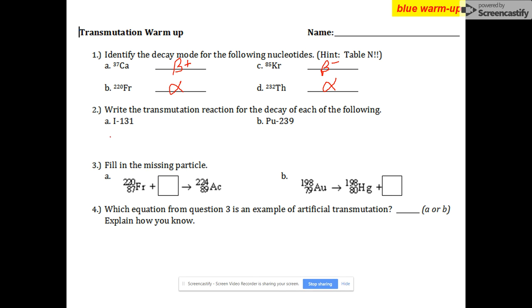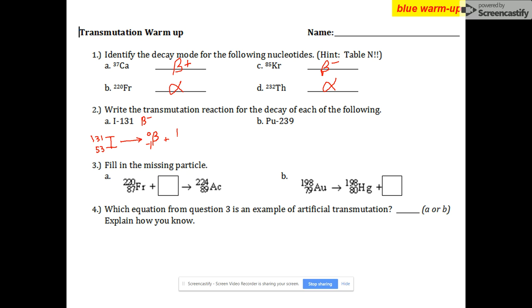Write the transmutation reaction for the decay of each of the following. So we have iodine 131, okay? Look on your periodic table, figure out the charge. Charge is basically the number of protons. Okay, so it's element 53 means it has 53 protons. And then this goes through some kind of radioactive decay. Iodine 131, when you look it up on table N, that goes through beta decay. So what gets emitted? A beta particle, which has a mass of 0 and a charge of -1.